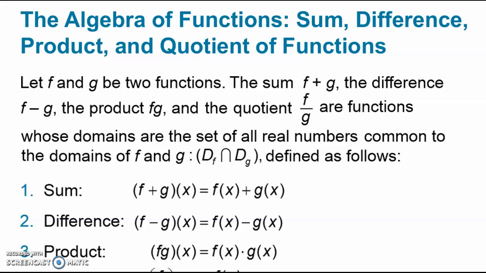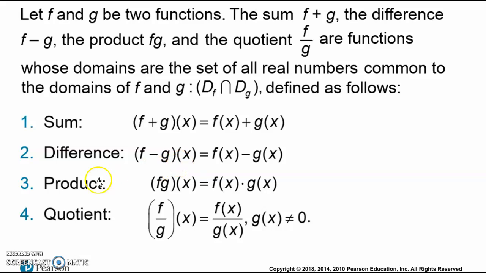So we're still in 1.7, but now we're going to look at the algebra of functions. The algebra of functions includes the sum, the difference, the product, and the quotient. So we are adding two functions together, subtracting two functions, multiplying two functions, and taking the quotient of two functions.